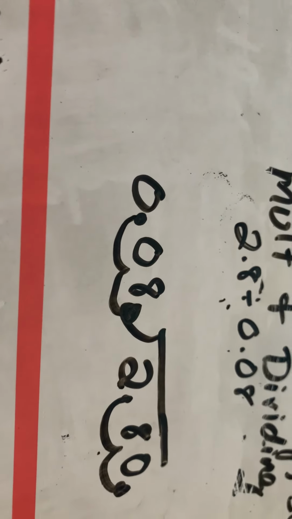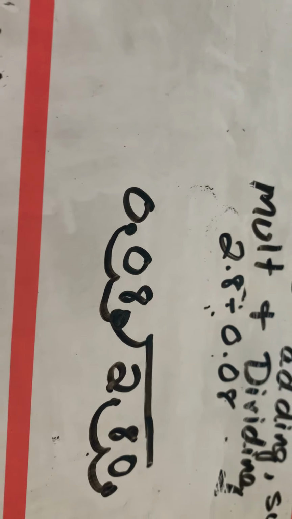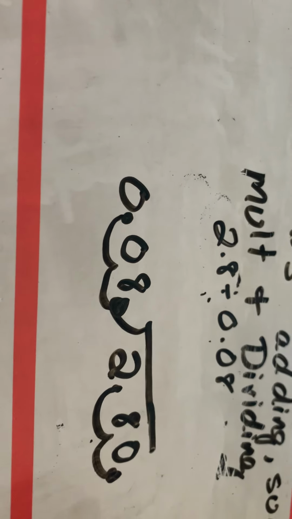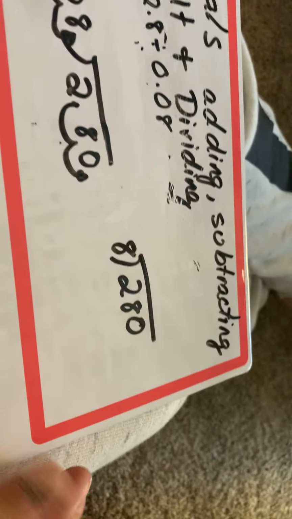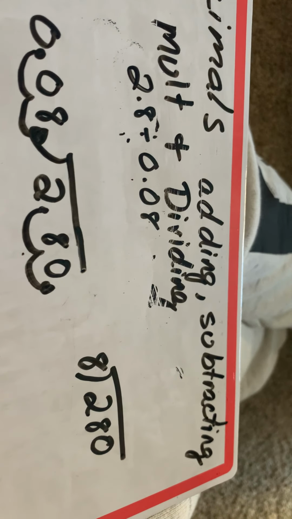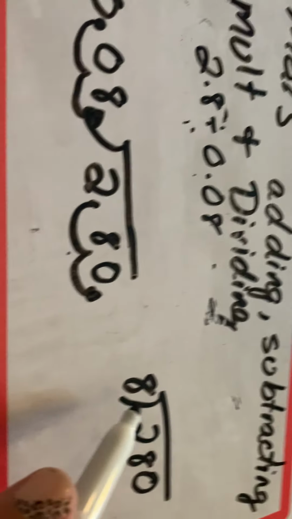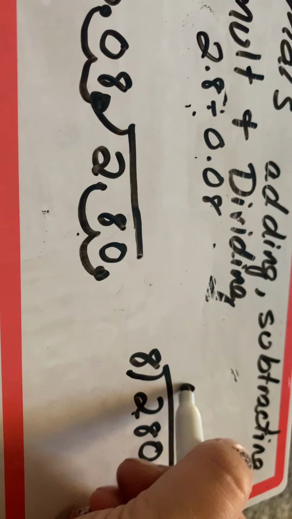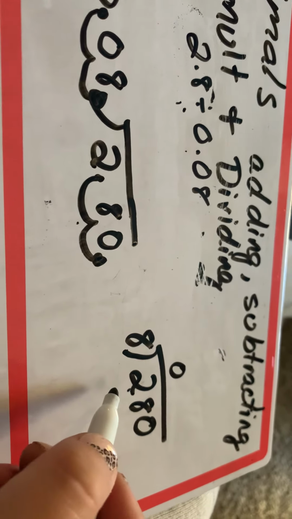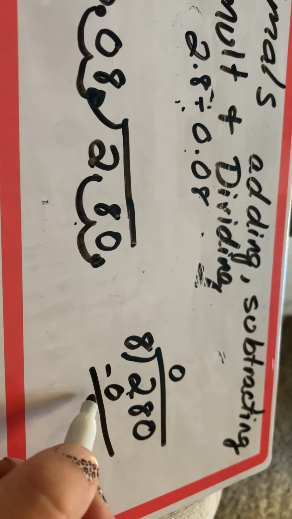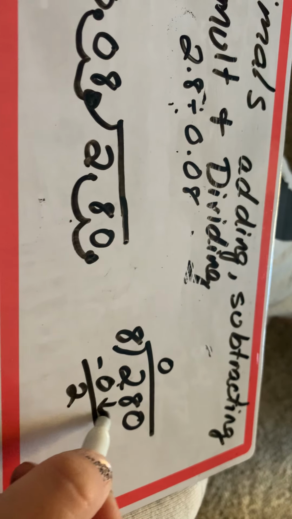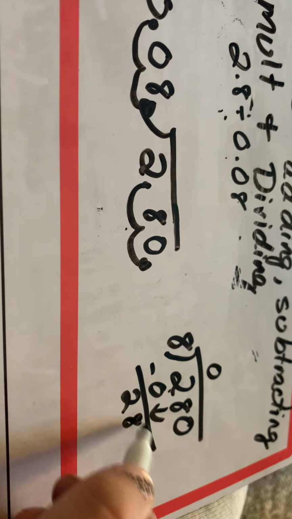Now I have 280 divided by 8. Okay? This is how we divide decimals. So let's see. 8 goes into 2 0 times, right? Minus 0 gives me a 2. I bring down my 8. This is how we do the long division.